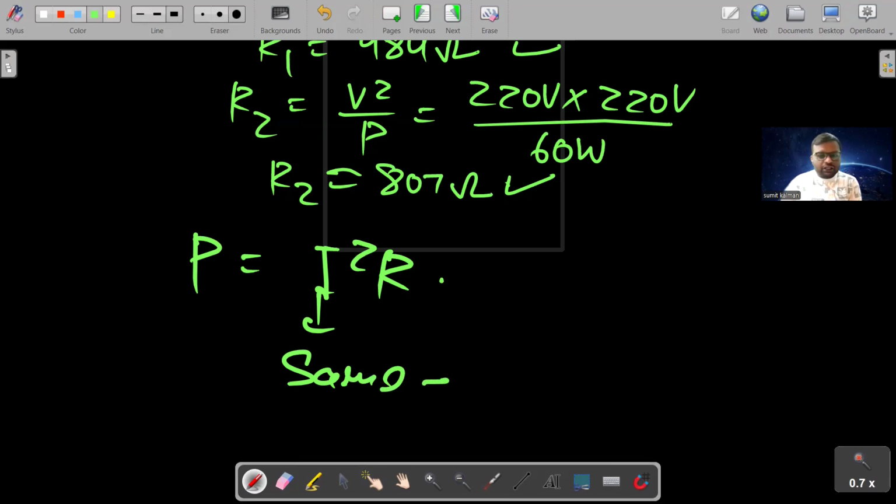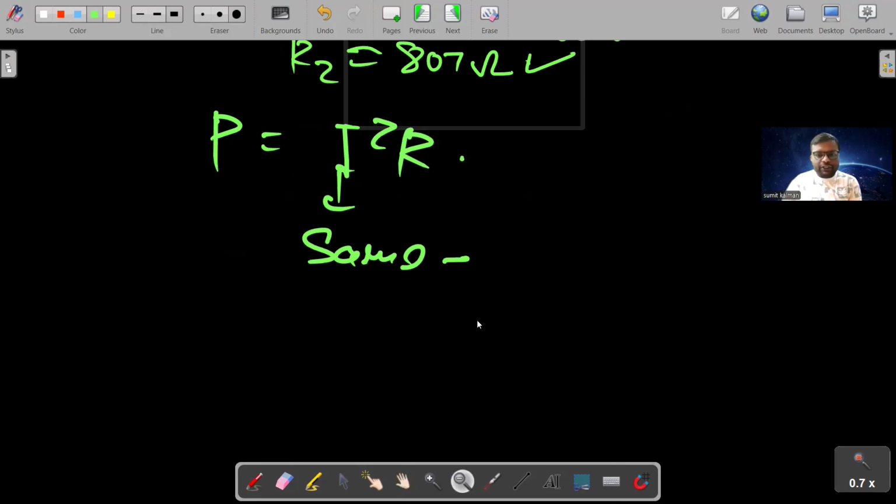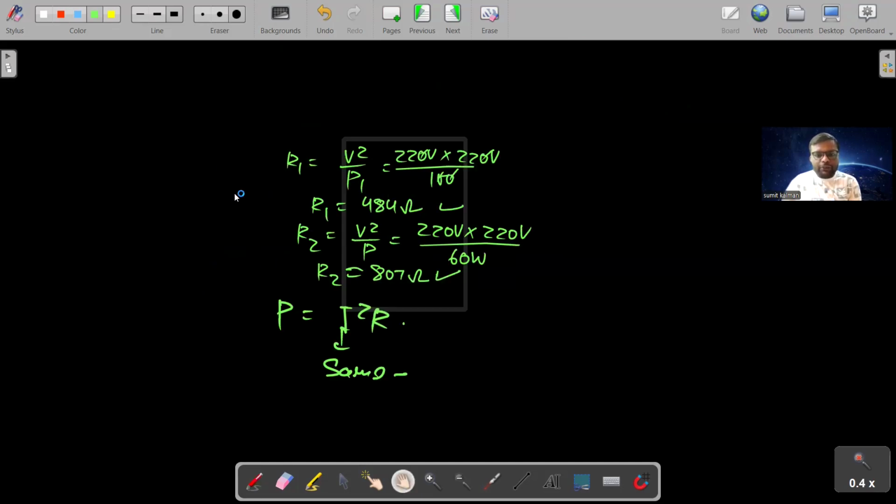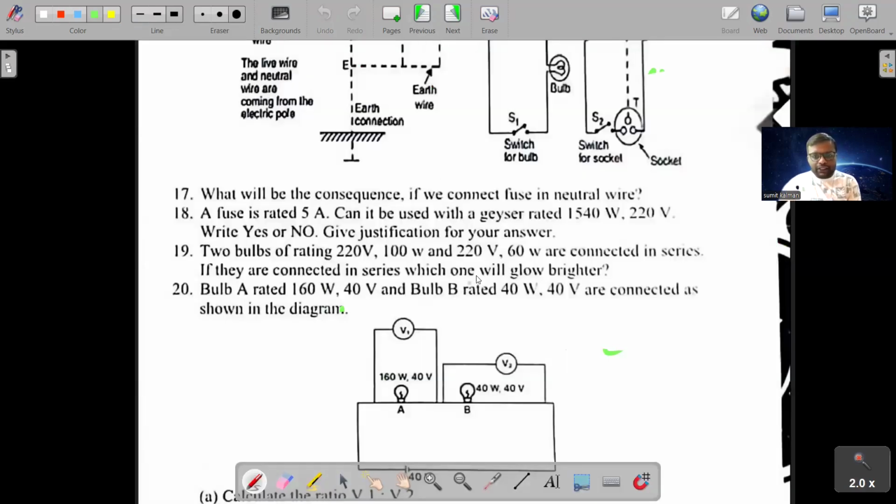So students, that bulb will glow brighter for which the value of resistance is greater. For which bulb is the resistance greater? It is greater for the second bulb because it comes out to be 807 ohm. So the power will be greater for that, and that bulb will glow brighter. So which bulb will glow brighter here, students? This 60 watt bulb will glow brighter because we are getting resistance as 807 ohm. Is this clear? So in this way you have to solve this. Now next.